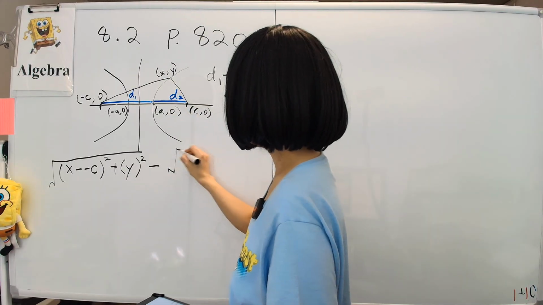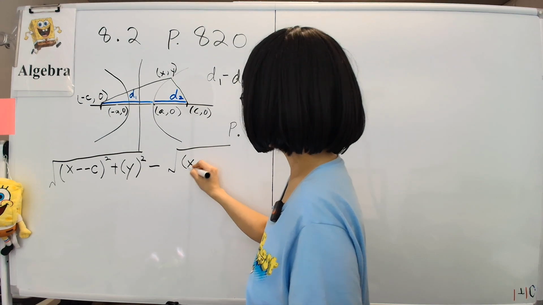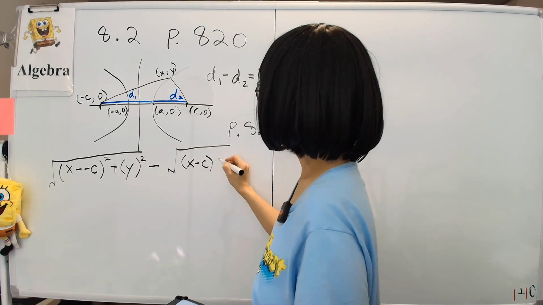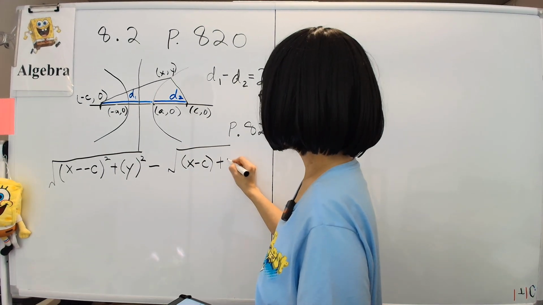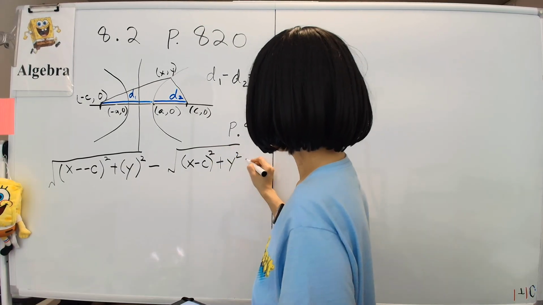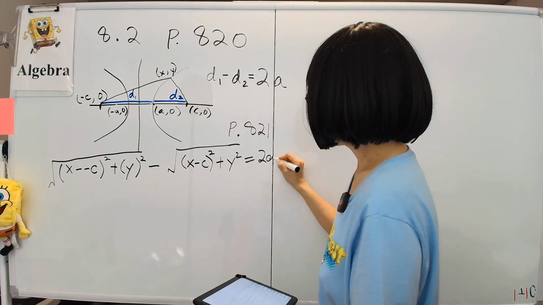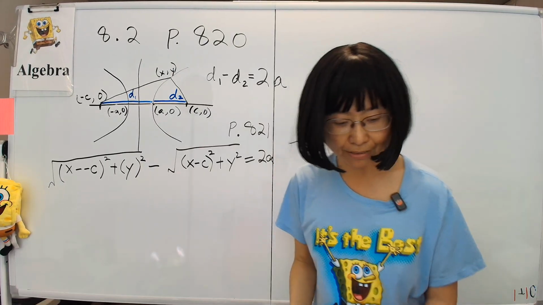So the other part is at that positive c, so we'll have x minus c, and then plus y minus 0, which is just y, squared, everything's squared, and this is supposed to equal 2a. All right, so far so good.